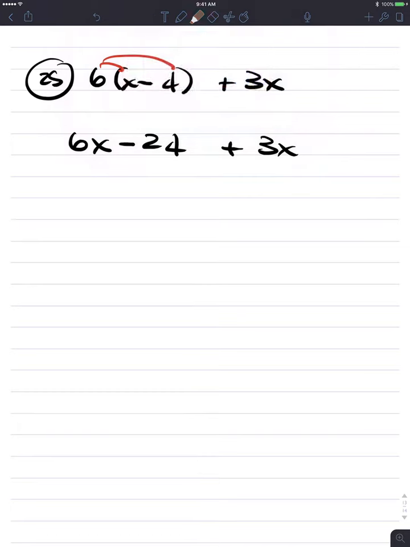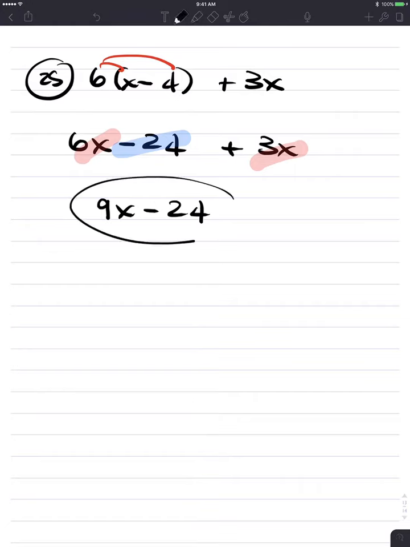Let's identify the terms that are like. 6x and a 3x. 6x and 3x gives us 9x. The single value here of negative 24 is all alone. We can't combine it with anything else. There are no other numbers. So you're done.